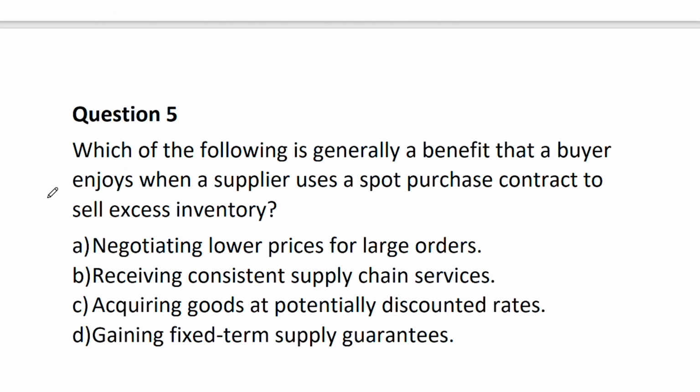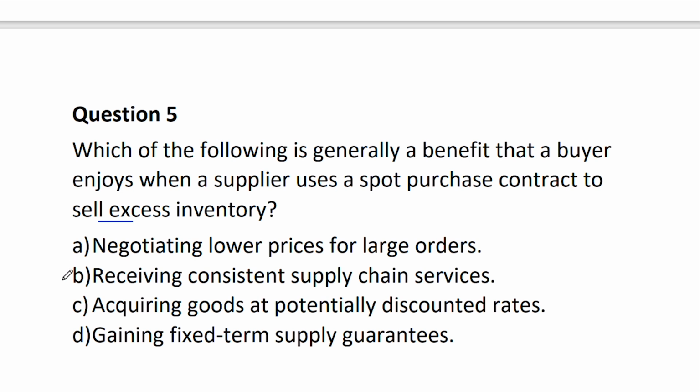And which of the following is generally a benefit that a buyer enjoys when a supplier uses a spot purchase contract to sell excess inventory? Now they're selling excess inventory and they want the money now. So that means it gives you some leverage. So negotiating lower prices for large orders. Okay, is that it?